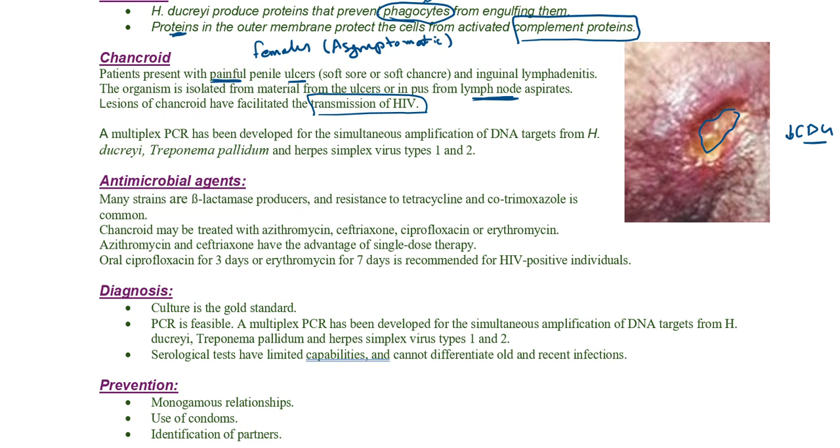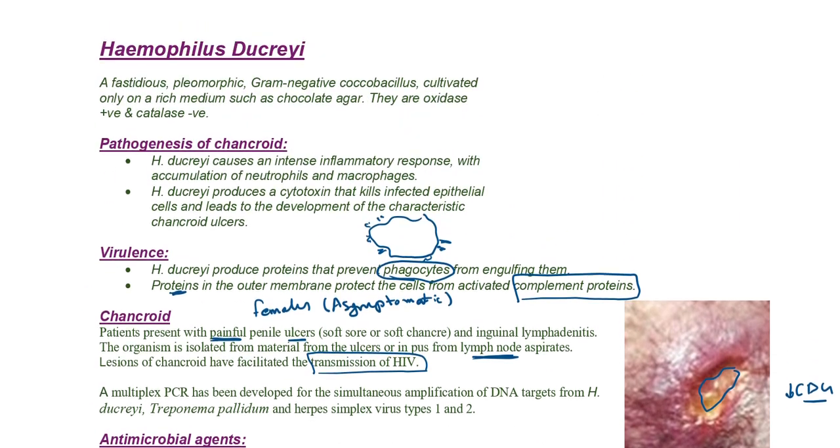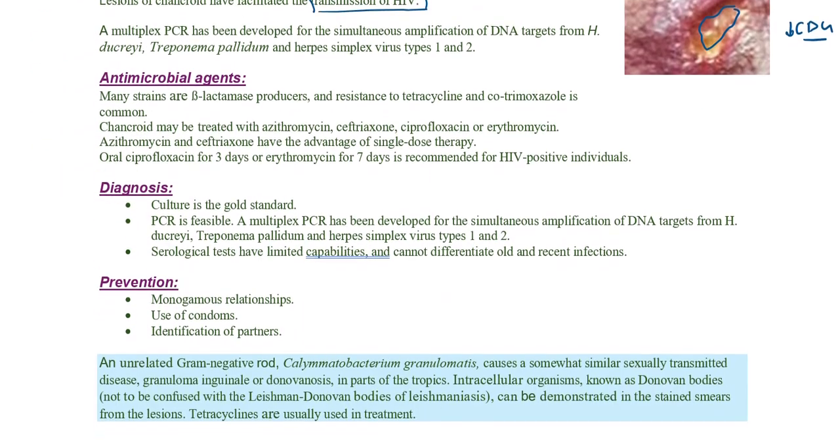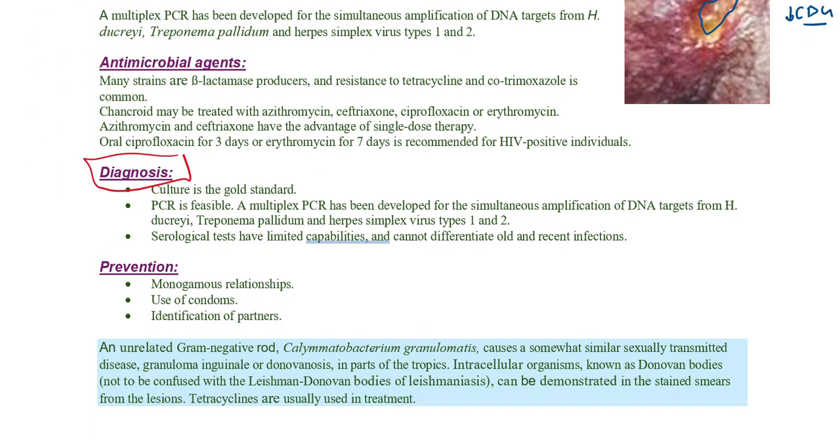For the diagnosis, culture is a gold standard, and as we have mentioned earlier, chocolate agar is preferable. PCR is important for diagnosis, or is feasible, and as sexually transmitted diseases need a differential diagnosis, and then sometimes there are combined sexually transmitted disease infection.